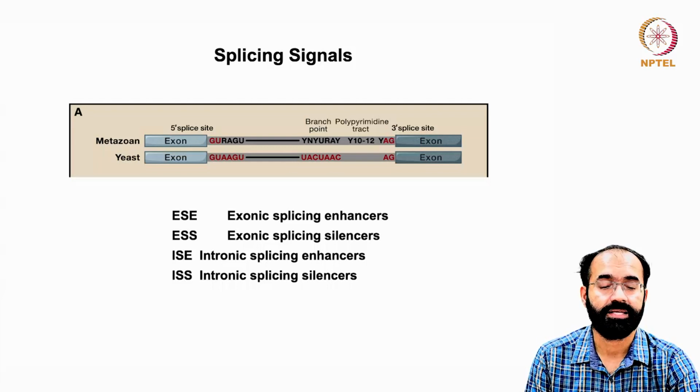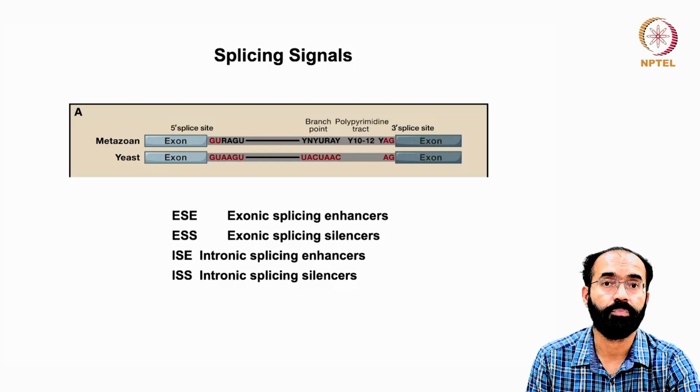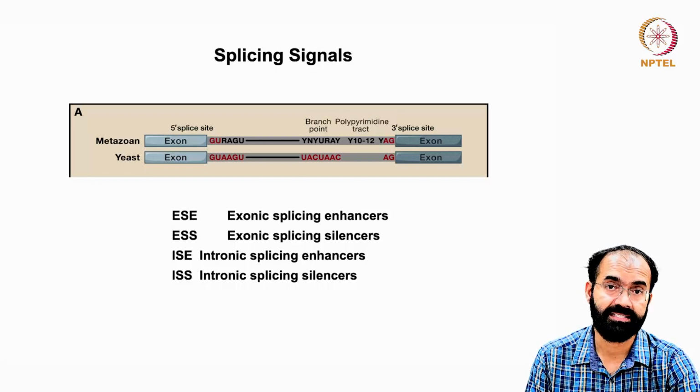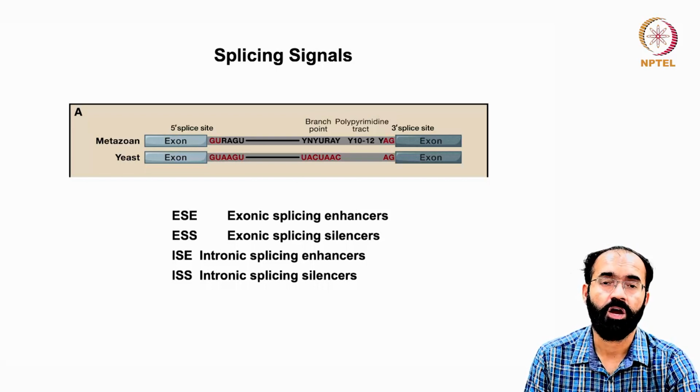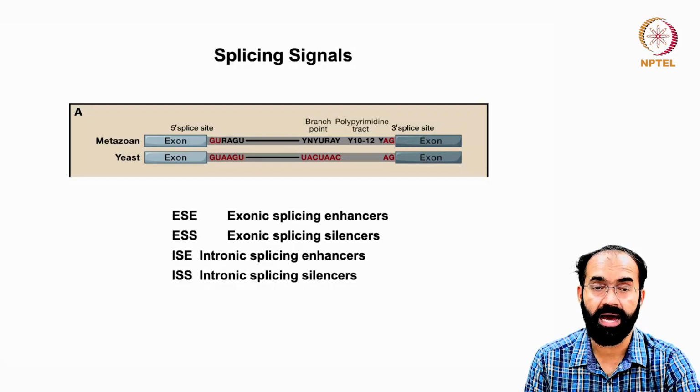But starting from yeast to metazoan, you have the same signal, that is starting with GU and ending with AG. You need to have a branch point, and you also need to have a polypyrimidine tract in the case of metazoan, and the requirement remains the same. But there are specific sequences on exons as well as introns that can accelerate and decelerate the splicing event. Of course, they will be recognized by specific proteins, and we will see how they become handy in the degradation of RNA.